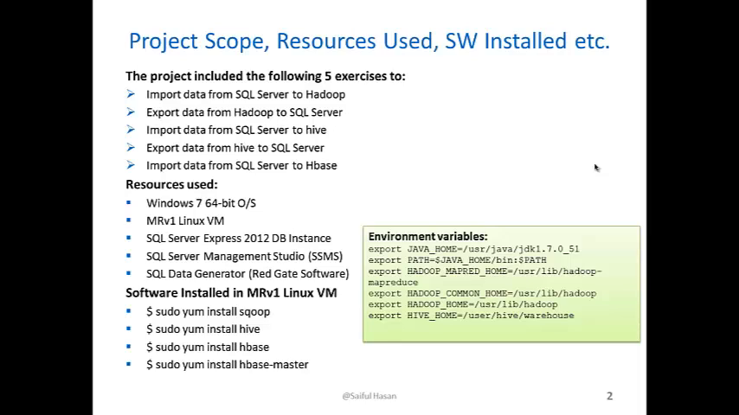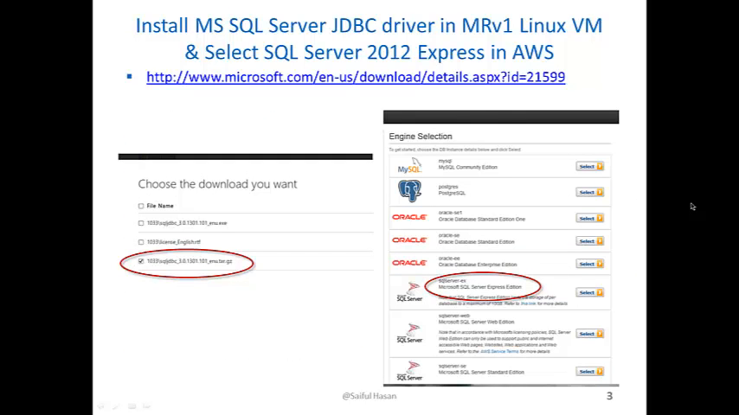The software installed in the MapReduce Linux VM were Sqoop, Hive, and HBase Master, all installed using the yum command. I also set the environment variables so that the commands can be issued from anywhere in the VM. I also installed the SQL Server JDBC driver in the MapReduce Linux VM, and I chose this particular compressed tar file, and selected SQL Server 2012 Express in Amazon Web Services.